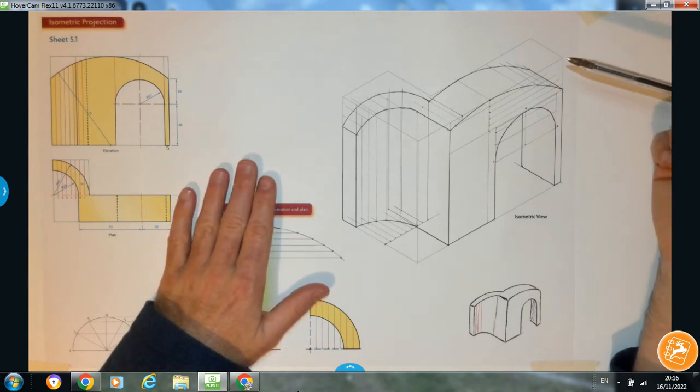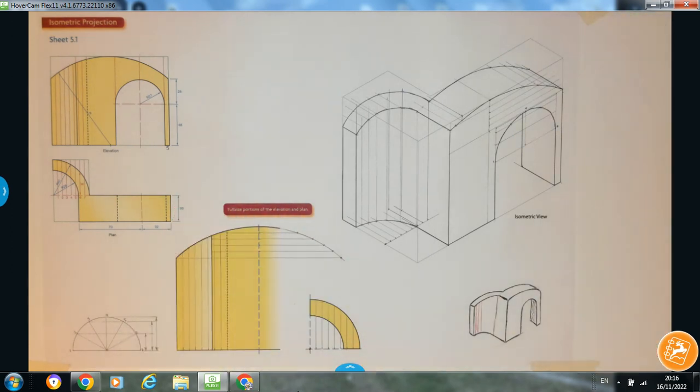Quite a bit in that drawing there, guys. But if you're able to do something like that, you have good understanding of how to work your way around an object.